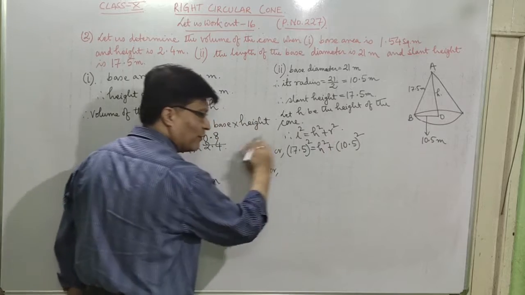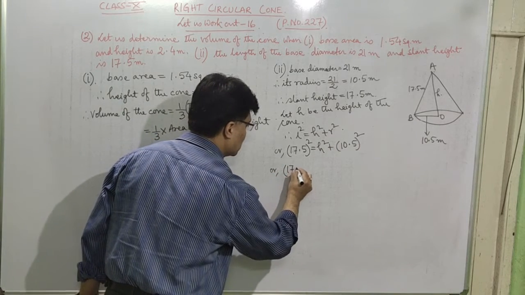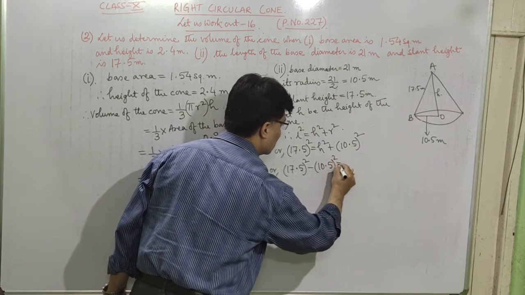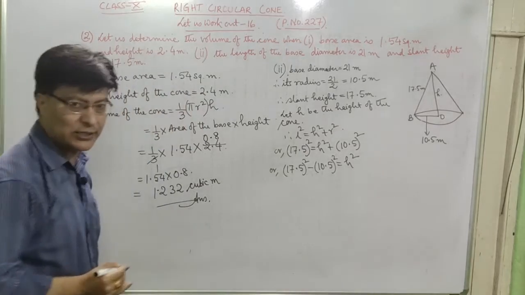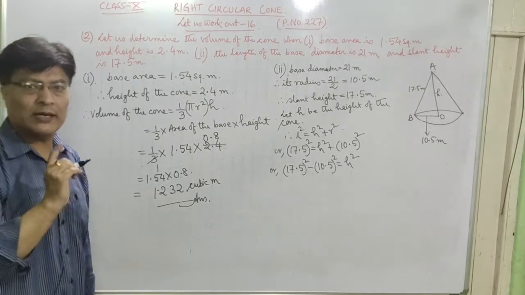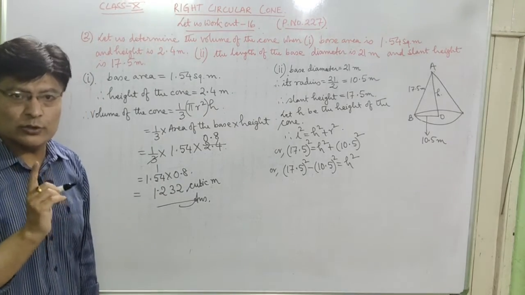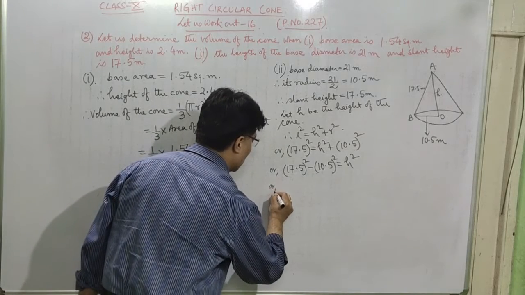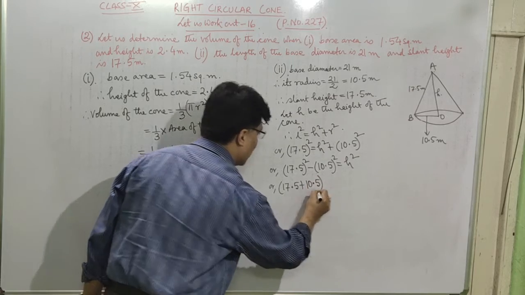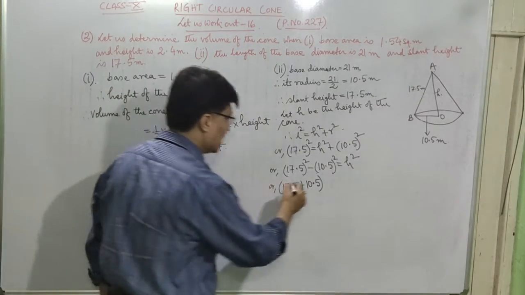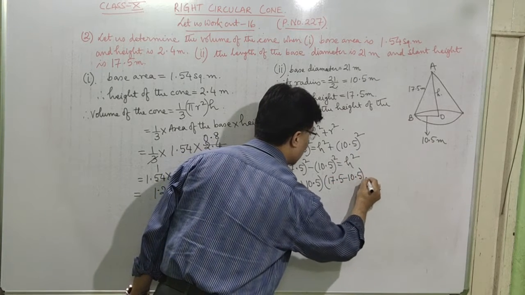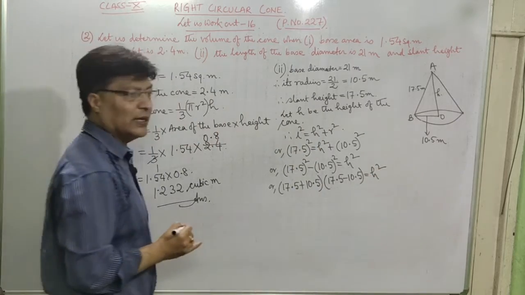So let us take this 10.5 whole square to the left hand side. So this is 17.5 whole square minus 10.5 whole square is equal to h square. Now how can you simplify this left hand side? You know the formula a square minus b square, which is equal to (a plus b) into (a minus b). So this is 17.5 plus 10.5, that is your a plus b. And what is a minus b? 17.5 minus 10.5, that is your a minus b, which is equal to h square.